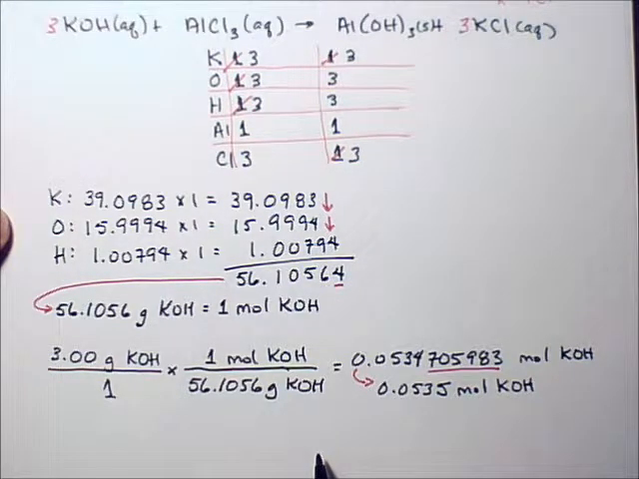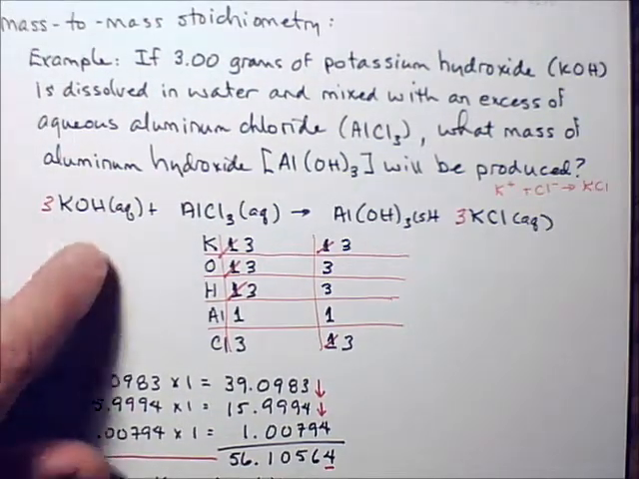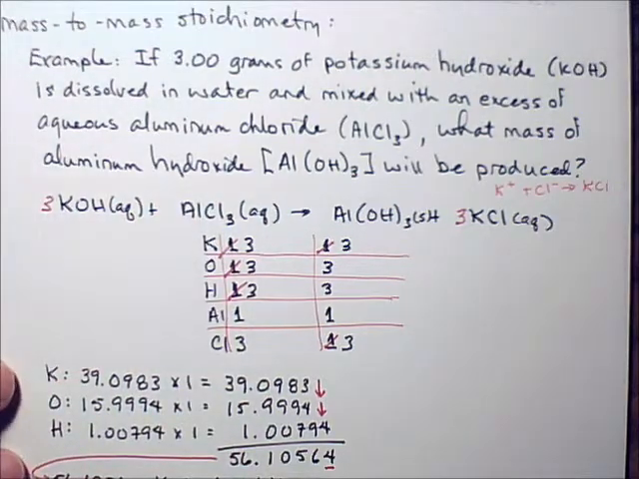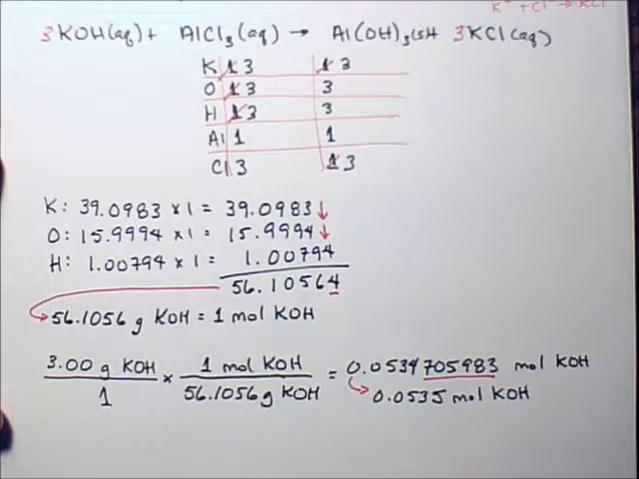That's all step number 1? Yeah. We haven't even got what we need. We've only got moles of KOH. We're trying to find the mass of something else. That's right. This then is your starting amount for step 2.